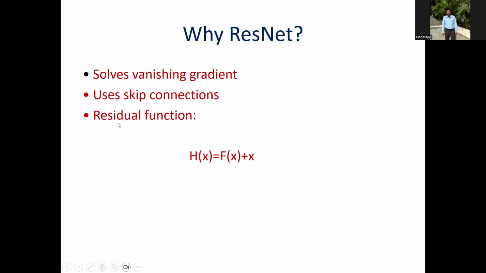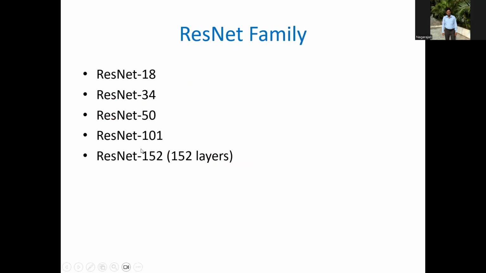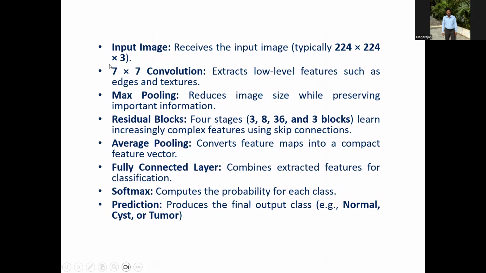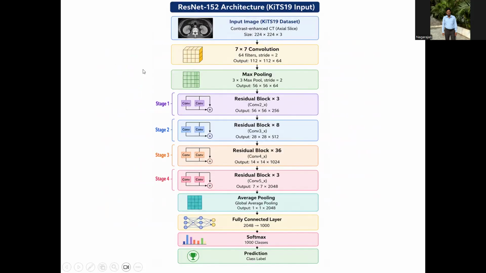Moreover, ResNet allows the convolutions to be applied multiple times for better use and to get the results. There is a ResNet family: ResNets 18, 34, 50, 101, 152. As the layers increase, the deep learning model trains well and gives better performance. And this is the ResNet 152 architecture where we have taken KTS 19 as input.